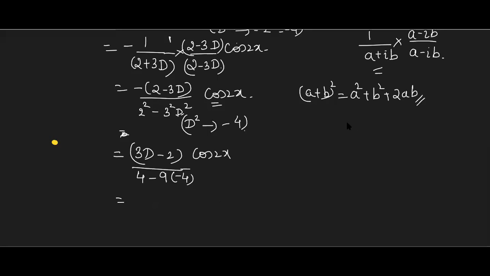Please answer. What did I tell you about when to write PI? PI should be free from D. But still D is there, right? So this D also has to be simplified. For that, I'll take this cos inside. Isn't it, if I take cos 2x, is it meant for only one term or all terms in the bracket? All terms. So this is like 3D operating on cos 2x minus 2 into cos 2x.